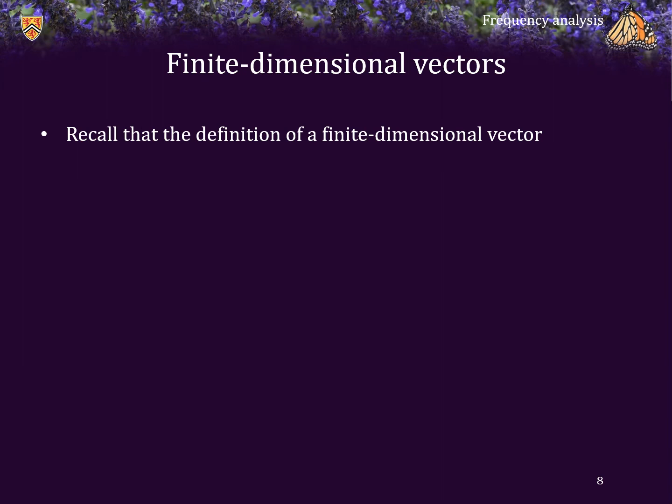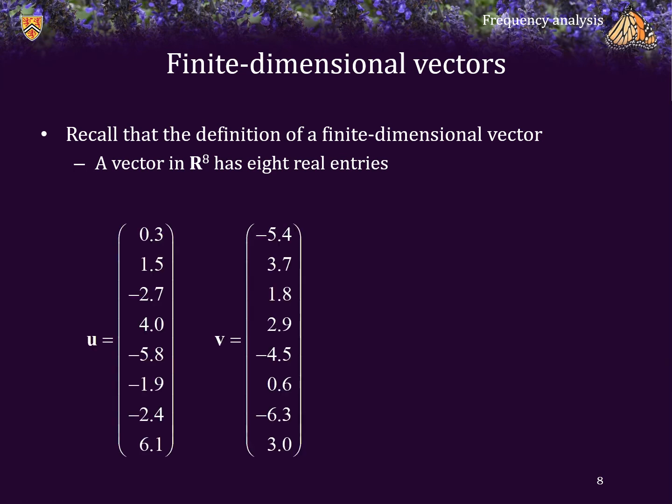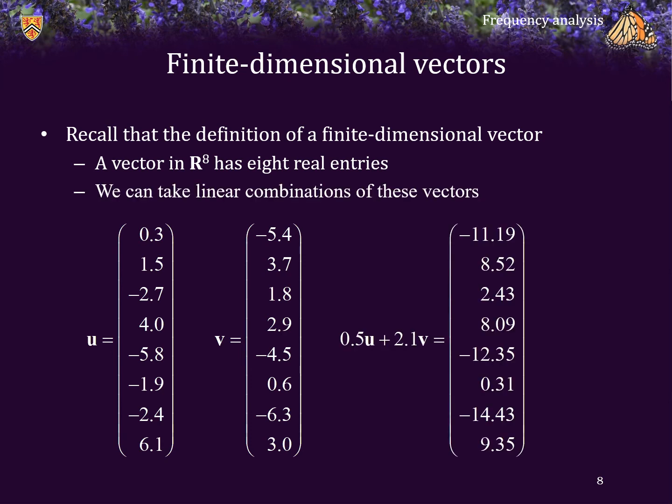Now, recall the definition of a finite-dimensional vector. For example, a vector in R to the 8 is a real vector that has 8 entries. For example, here are 2 vectors in R to the 8. One of the most important operations we can perform is taking linear combinations of these vectors. So I can take 0.5 times the first vector plus 2.1 times the second vector.